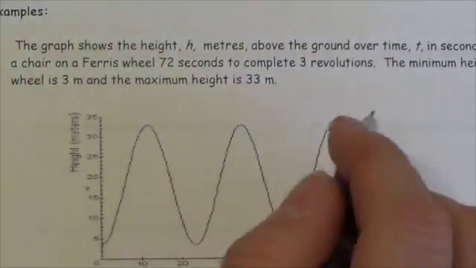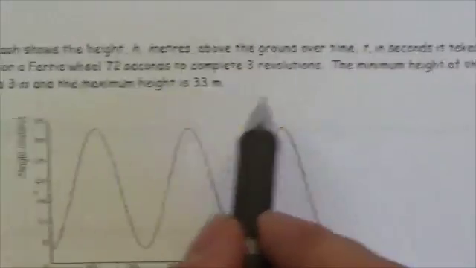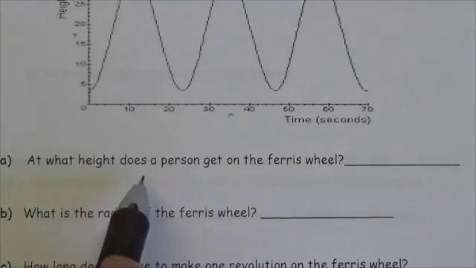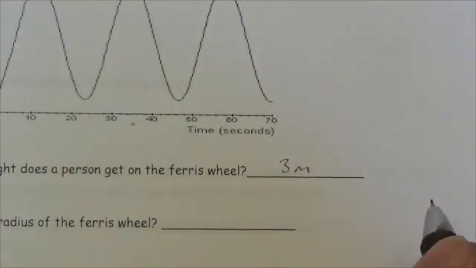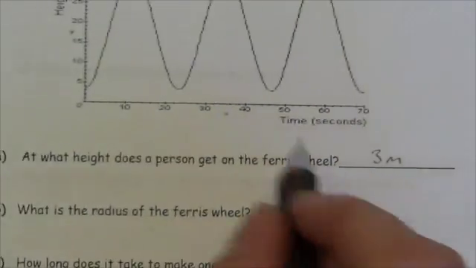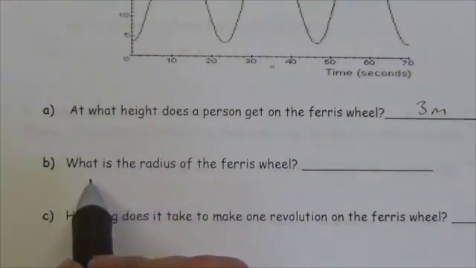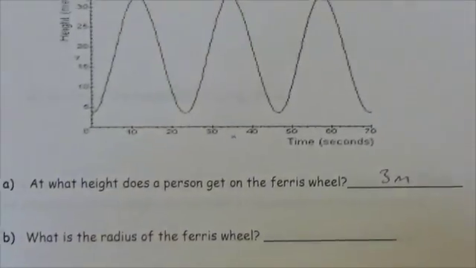Let's take a quick look at what it said here. That last sentence gives us the information. The minimum height of the Ferris wheel is 3 meters. So at what height does a person get on the Ferris wheel? Well, we get on at 3 meters. That's actually still relatively high. You obviously have to walk up to that, but yeah, that's that low point on the graph there. What is the radius of the Ferris wheel? Now that's an interesting question.